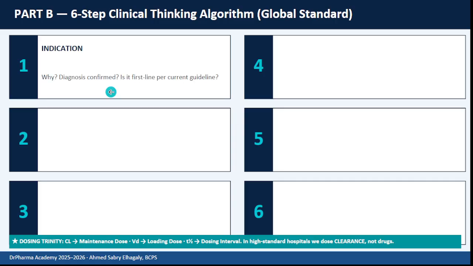Why do I prescribe this medication? Is the diagnosis confirmed? And if the diagnosis is confirmed, is this medication first line per the current guideline? I will ask one question here. A patient has an infection, for example in the hospital, cellulitis. Cellulitis means a superficial skin infection. And I found in the clinical round that the doctor prescribed meropenem for him.